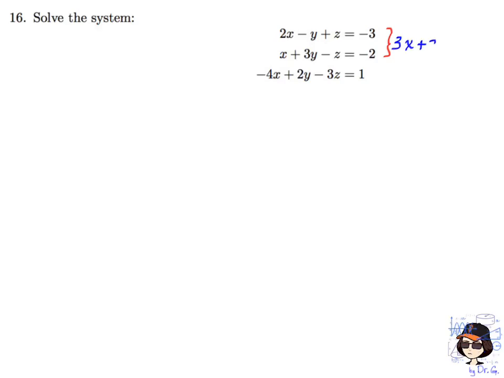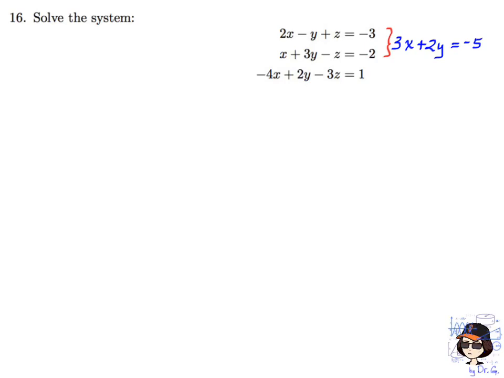2x plus x is 3x. Negative y plus 3y is 2y. Z plus negative z is nothing. And then negative 3 plus negative 2 is negative 5. Okay, so now what we have to do is get another equation that only has x and y in it.